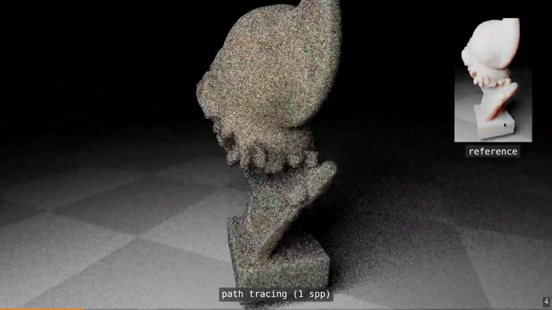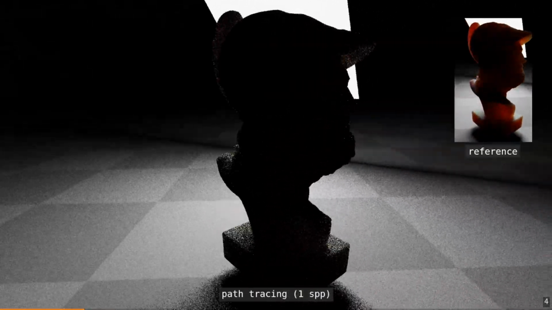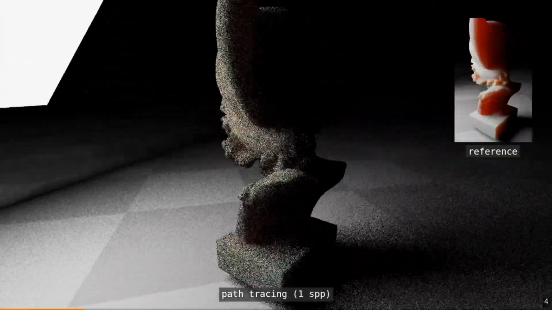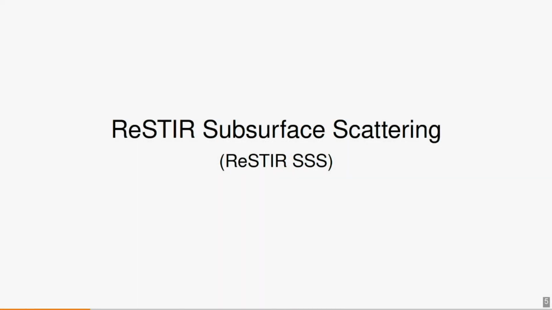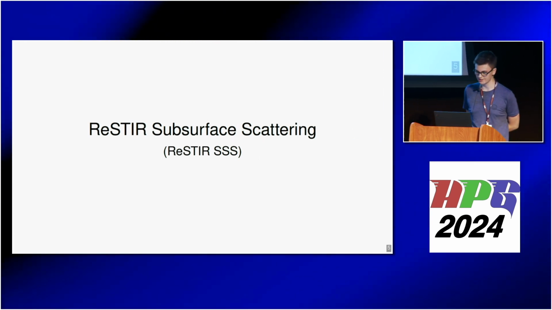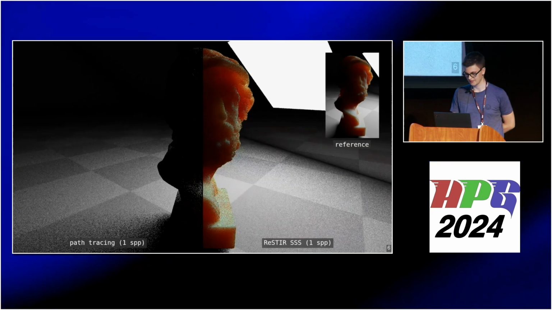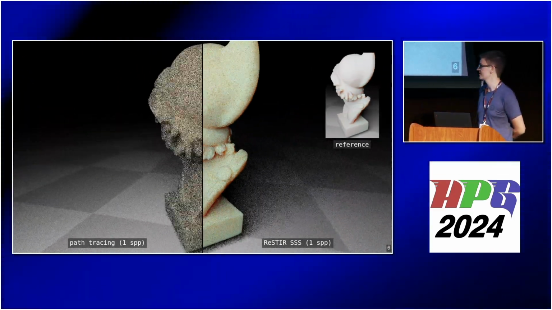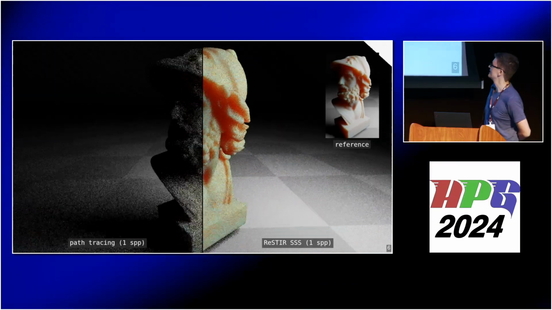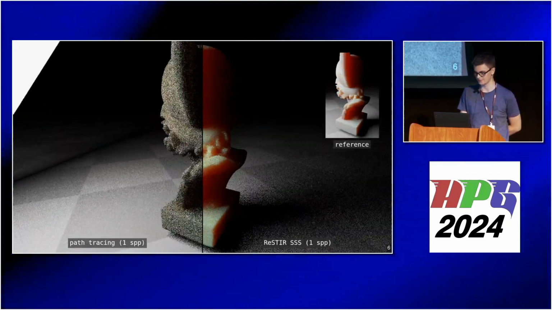So here you can see a video of a one sample per pixel path tracer, and the path tracer clearly struggles to find these long subsurface scattering paths from the illuminated regions into the darker regions. This is why we want to introduce ReSTIR subsurface scattering, or ReSTIR SSS for short, where we apply ReSTIR to our specific subsurface scattering case. So this video here shows the improvements by our method compared to the standard path tracer. And you can see there's significantly less noise in this region with visible subsurface scattering.